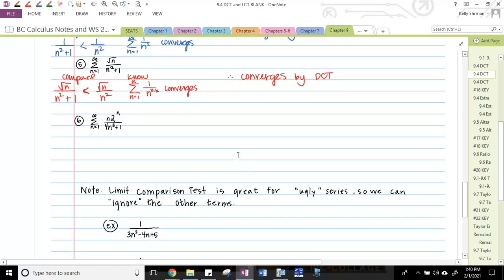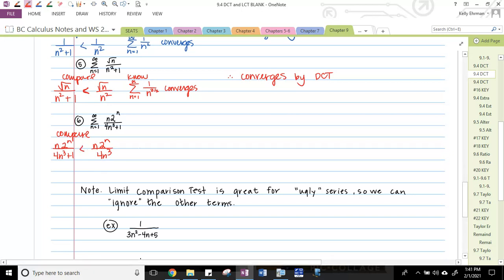Okay, what about this crazy one? n times 2 to the n over 4n cubed plus 1. All right, so let's compare just by knocking off the plus 1, right? n 2 to the n over 4n cubed plus 1 is smaller than n 2 to the n over 4n cubed.